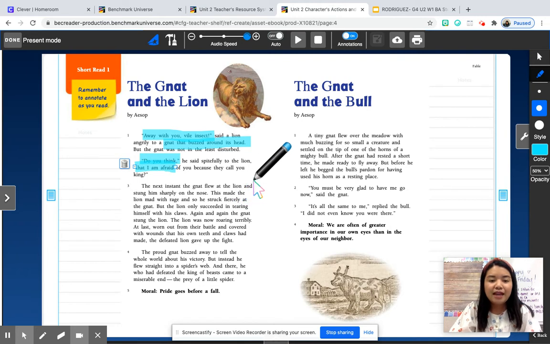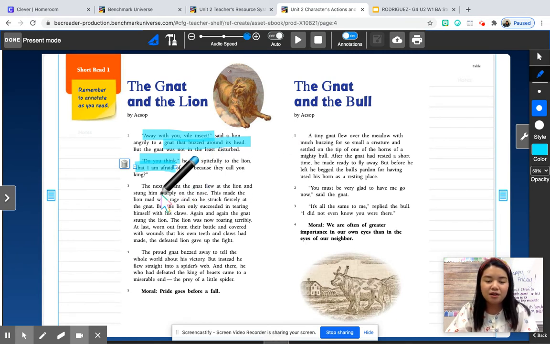Paragraph 3. "The next instant, the gnat flew at the lion and stung him sharply on the nose." Okay, this is where I might make a prediction. Remember, we were talking about predictions. What's going to happen next? How do you think the lion is going to react to the gnat stinging him on the nose? So I'm going to highlight that as well.